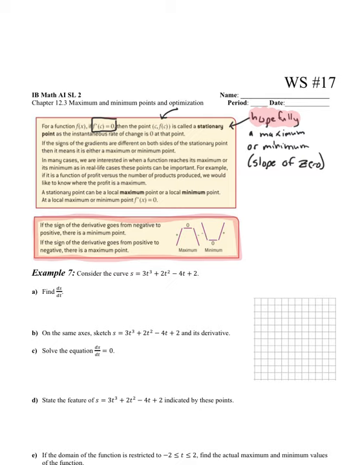So let's start with example 7. Consider the curve s equals 3t cubed plus 2t squared minus 4t plus 2. Find the derivative ds of dt. So I want you guys to go ahead and find the derivative. So do part A, and then on part B we can sketch both of them, but why don't you go and do part A first and take a minute to work on that derivative.